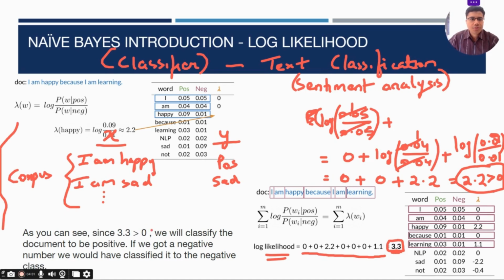If log likelihood is equal to 0, then it will be neutral, and if log likelihood is less than 0, then it will be a negative sentence. So in that way, find out the probability that each feature occurs in a positive sentence, find out the probability that each feature occurs in a negative sentence, divide that, and then calculate the log likelihood, compare it with 0, and that is your decision.